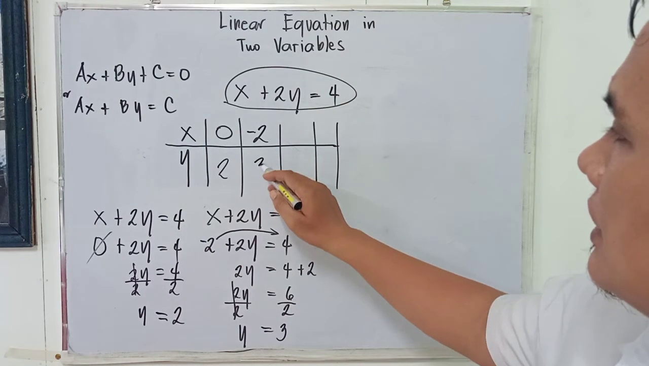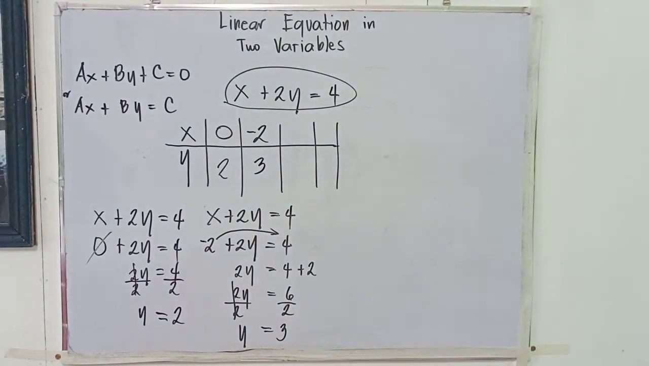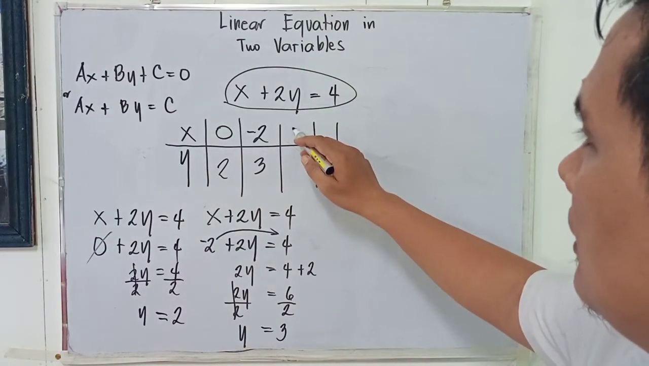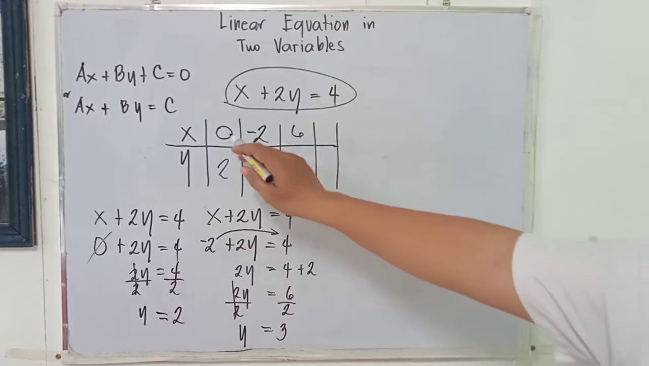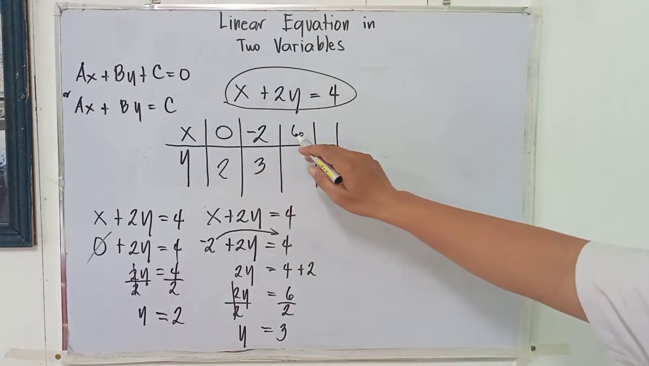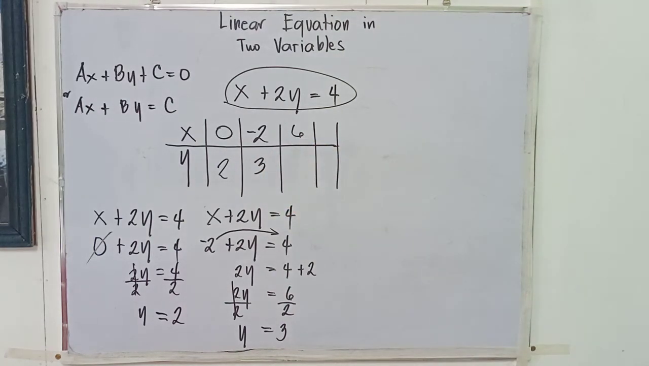So this is 3 here. So let us use a positive number. Let us try using positive 4. Let's have 6, for example, 6. Because we have our 0, we have our negative, let us now go to positive. Again, you may use any number.